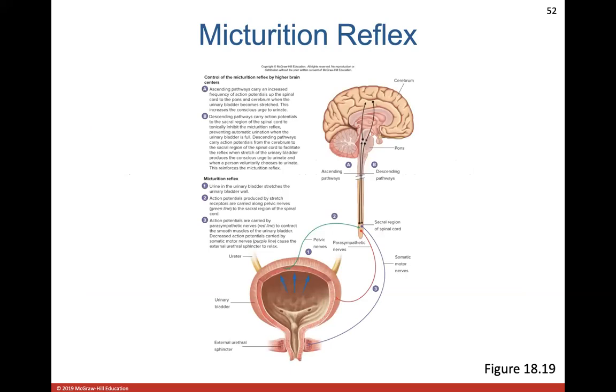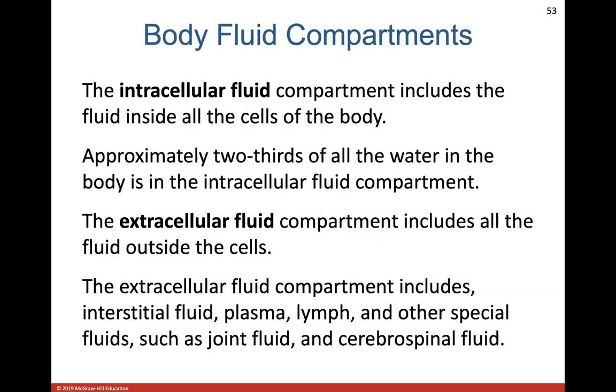So this is the micturition reflex. Again, it's just showing that stretching of the bladder causes action potentials to be sent to the brain and spinal cord. Then it comes back to contract and release the urine. But this external urethral sphincter is under voluntary control. So you are able to control when the urine leaves the urethra.